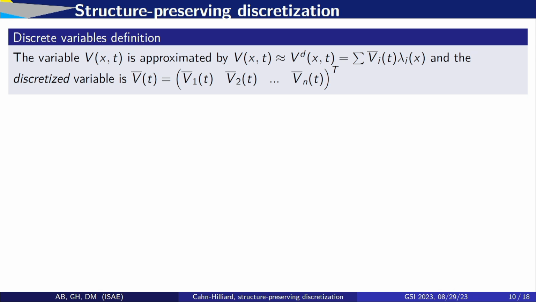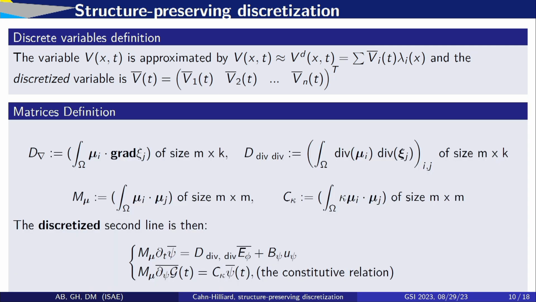So we put a bar over our variable to talk about the coefficient. And then we can define our different matrices. So we have three kinds of matrices. We have the structure matrices, which are not square, which are rectangular matrices. Then we have our mass matrices, and finally the constitutive relations matrices, which are basically mass matrices with some kind of weight added to it.